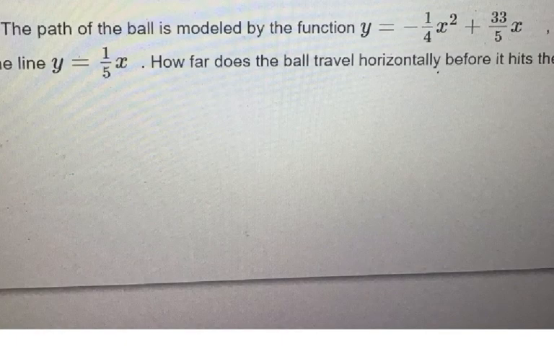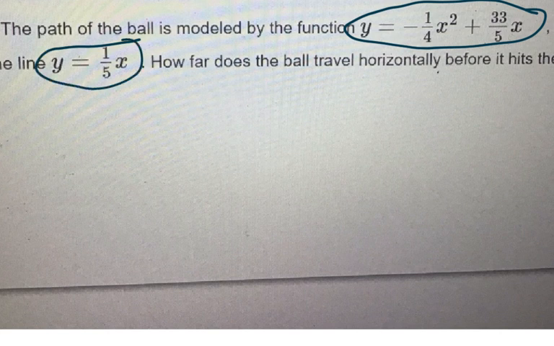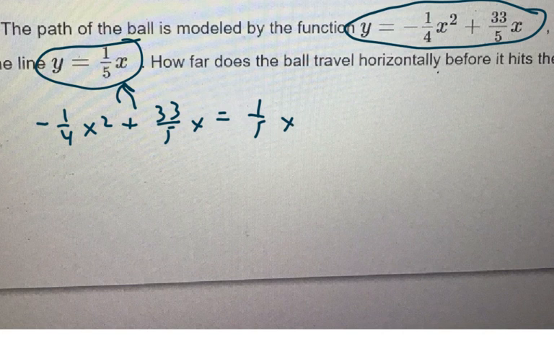Okay, now this one, it is a word problem. So hopefully by now you realize here we have our quadratic function, here we have our line. We're basically seeing where they meet each other. This describes the slope of the hill going up, and we want to see where the ball hits the side of the hill. And I'll show you a better picture of that with decimals here shortly. But the whole point is we set them equal to each other. So negative 1/4 x squared plus 33 over 5x will equal 1 over 5x.